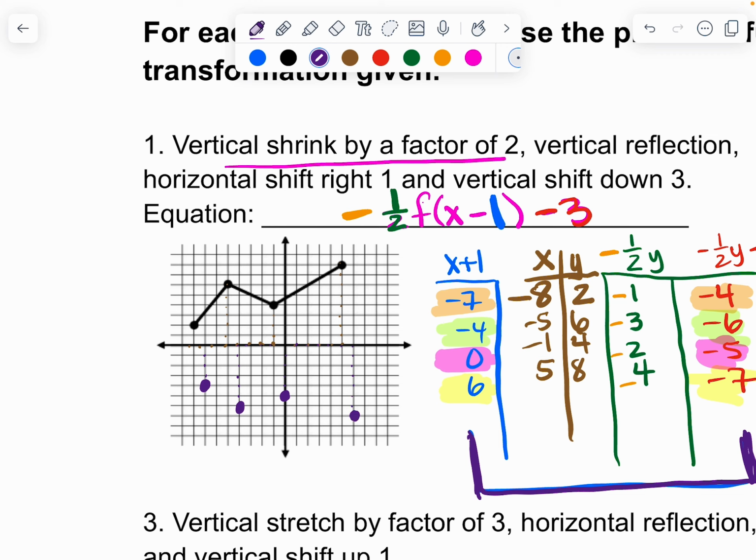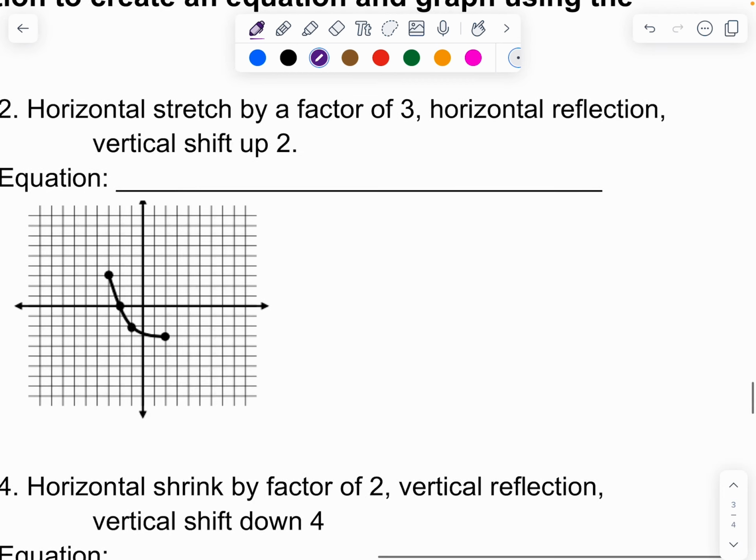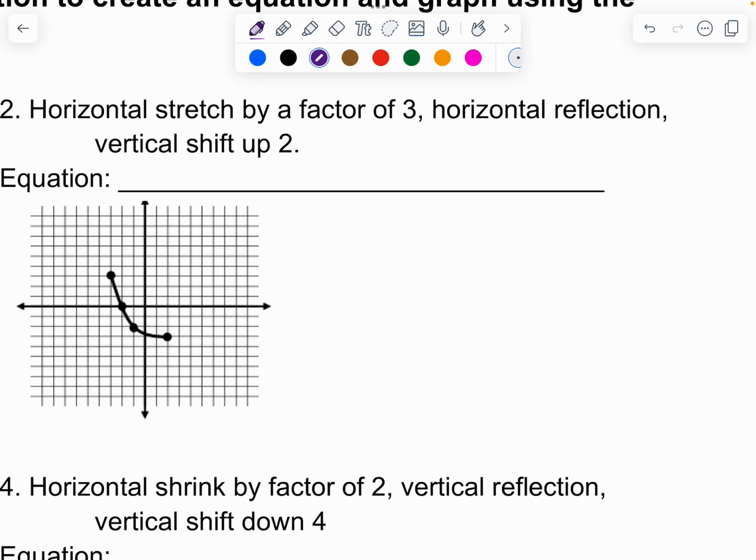Negative 7. So then we have this. Okay. So let's try it one more time. I'm going to write f of x. Okay, those are the things that aren't changing. The f and the x don't change.